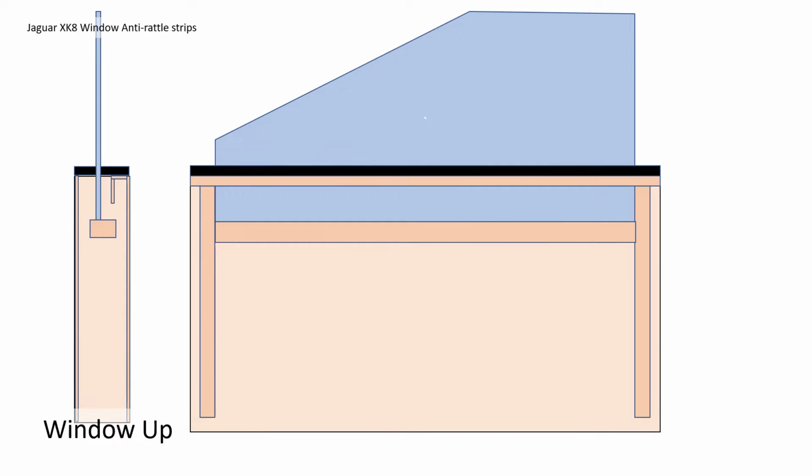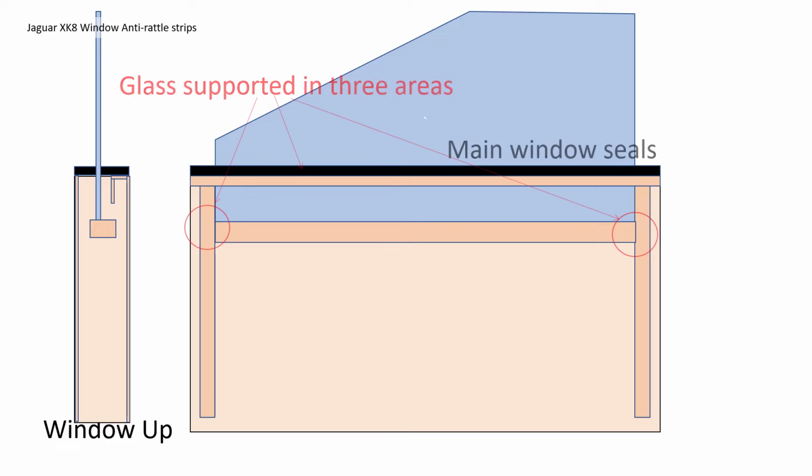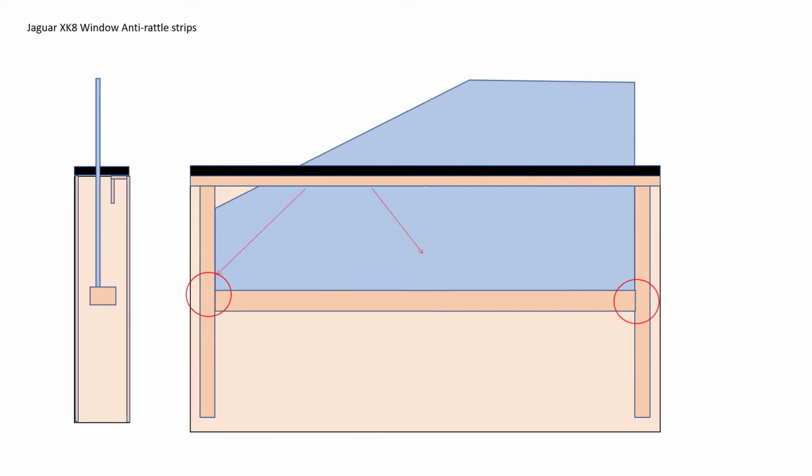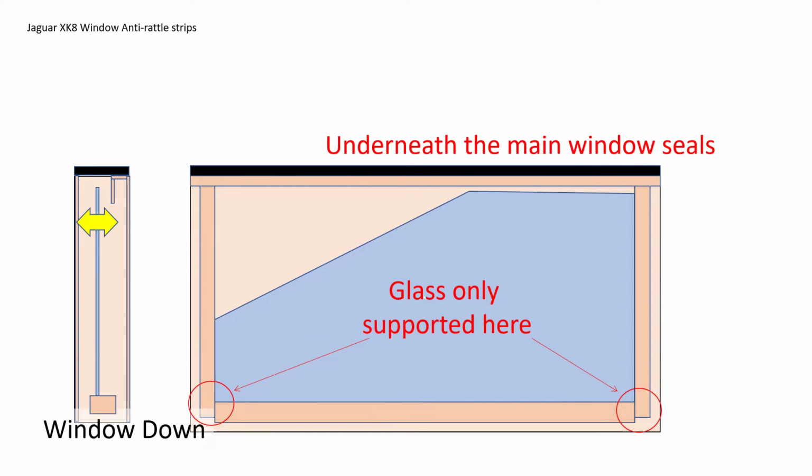Number 2 then, the operation of these anti-rattle strips. So when your window's up, there's not really an issue because the glass is supported along the main window seals and also at the bottom at the points where the lower part of the glass actually mates to the rails. But as the window is pushed down into the car door, the top of the window goes underneath the main window seals. And if you don't have any anti-rattle strips, the glass is only supported on the bottom and the whole glass will wobble at the top.